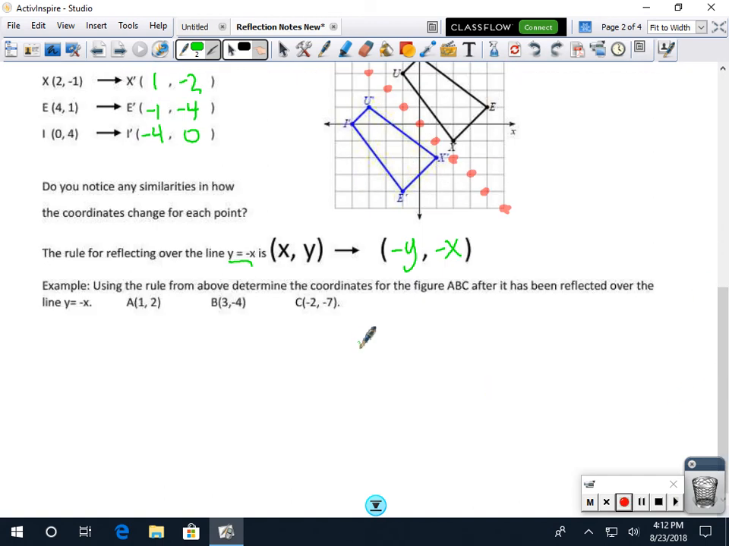Okay, so using this rule, let's determine the coordinates for the figure ABC. If A is at 1, 2, then A prime would be at negative 2, negative 1. And if B is at 3, negative 4, then B prime would be at positive 4, negative 3. And if C is at negative 2, negative 7, C prime would be at positive 7, positive 2.